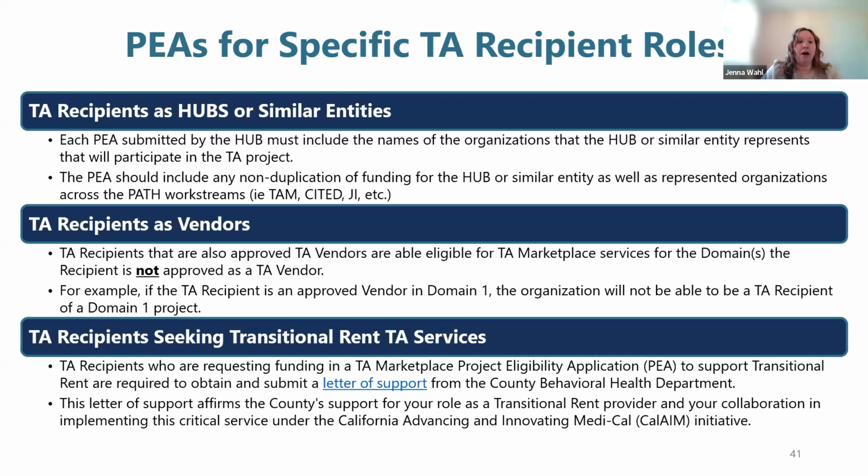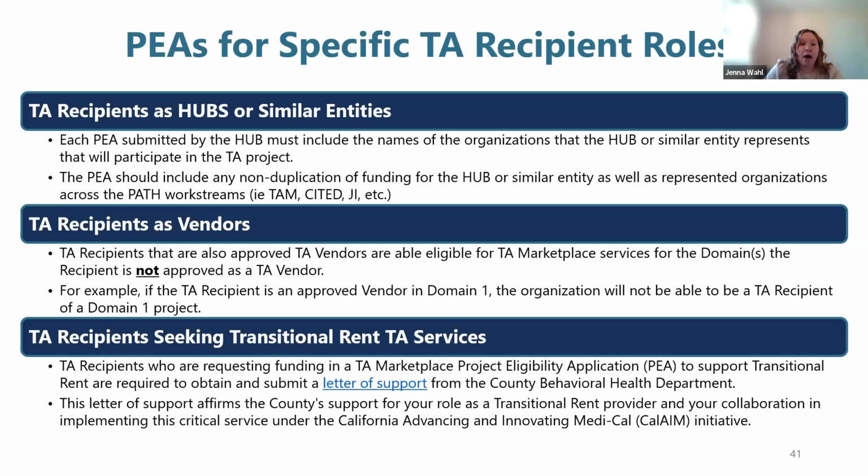Secondly, we are aware that there are some TA recipients that are also approved as TA vendors. What is important to note here is that those recipients that are approved as a vendor are eligible for TA Marketplace services, but only in those domains that the recipient is not approved for as a vendor. So for example, if a recipient is approved as a vendor in domain 1, your organization will not be able to apply as a TA recipient for a project in domain 1.